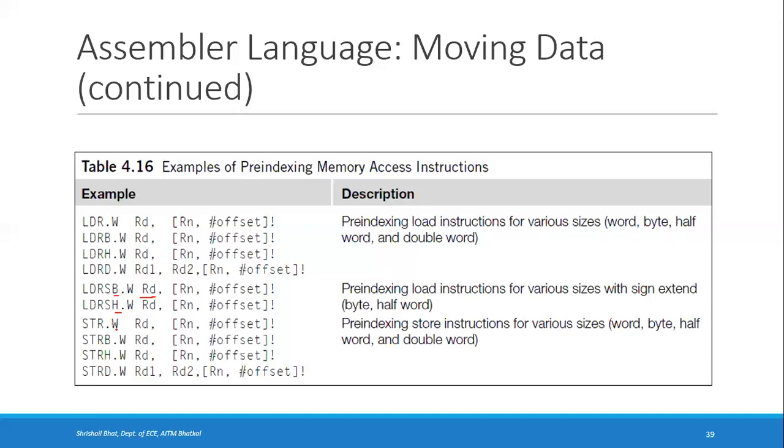Similarly, for store operations, the content of this register is copied into the memory location pointed to by the sum of these two. That is called pre-indexing. After you perform this calculation, Rn will be updated, that's why there is an exclamation mark. Similarly, you can store a byte, a half word, or a double word from two registers into the memory location pointed to by this. This is pre-indexing, wherein the indexing is done before the memory access.